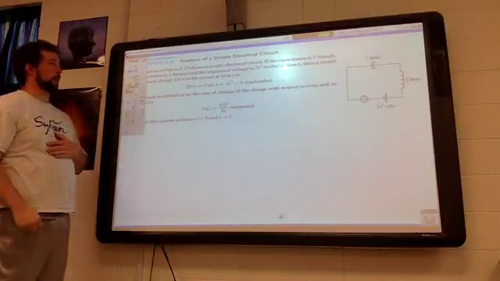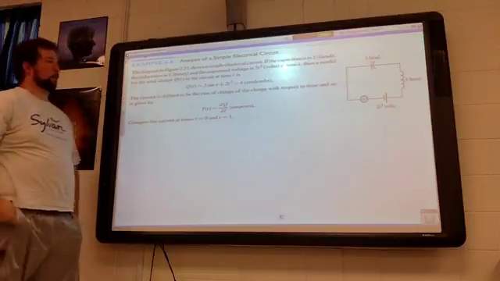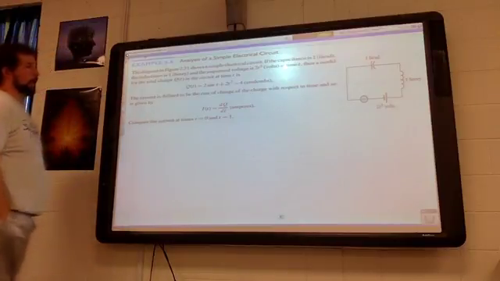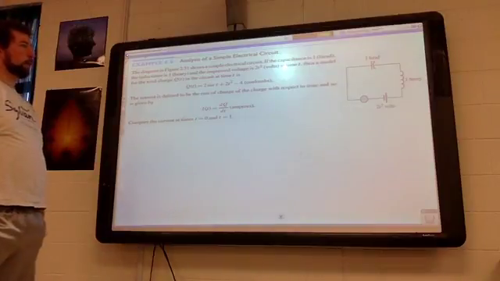All right, one last application problem. This happens to deal with a simple electrical circuit. I've got a diagram over here to the right that shows a simple electrical circuit.